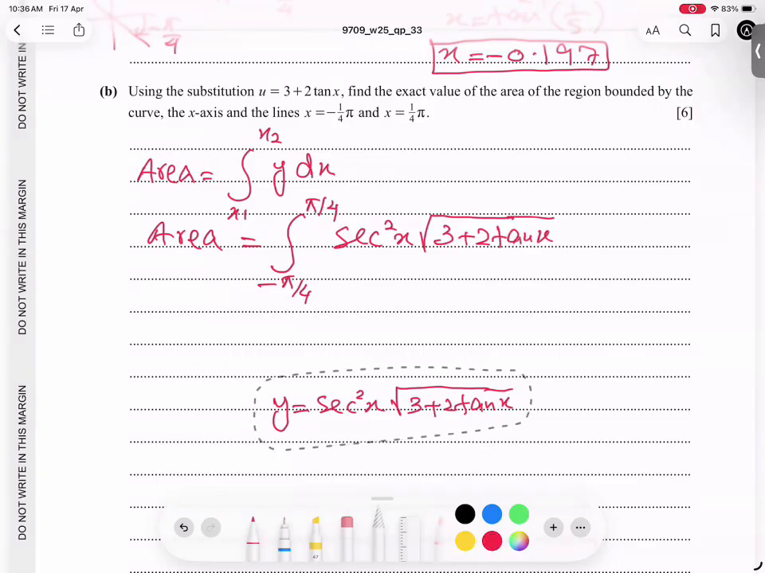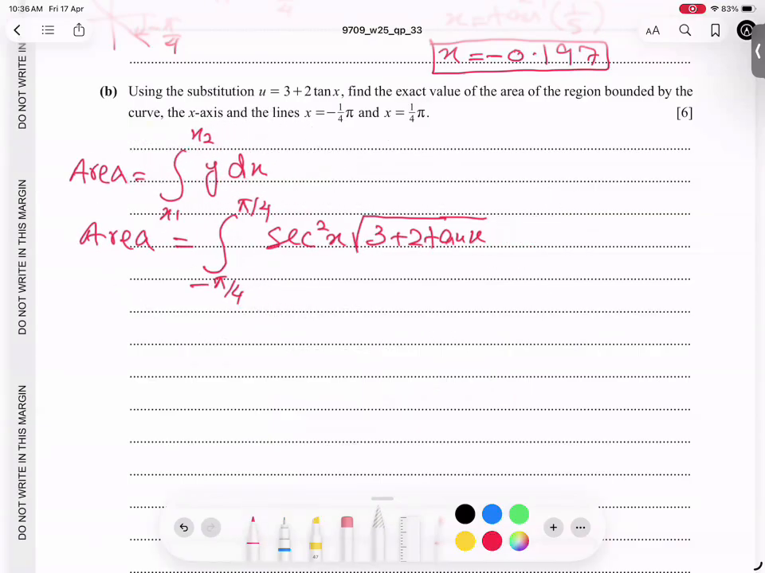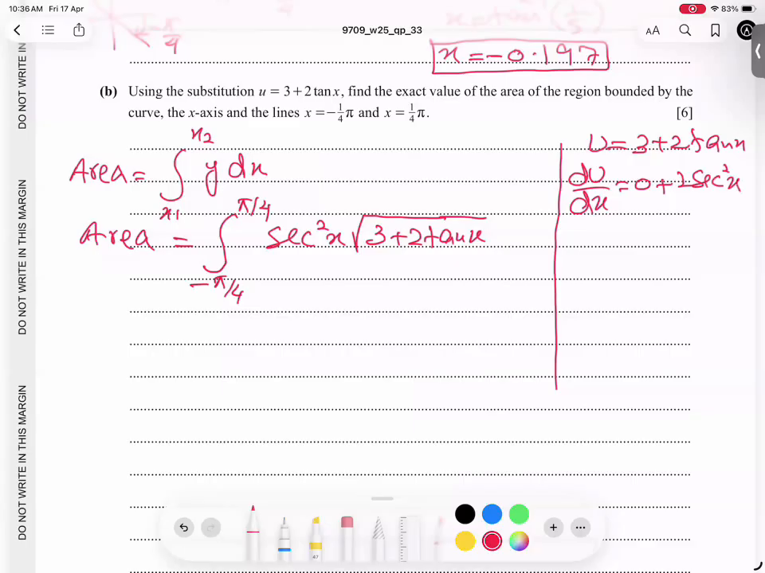This is done. Okay, now I'm going to start. The topic is integration, but we will start from differentiation. But how? Check it on the right hand side. I'm going to differentiate, what is the substitution he has given. So u is equal to 3 plus 2 tan x. I'll differentiate: du over dx, 3 has a 0, 2 as it is, tan has a secant square x.